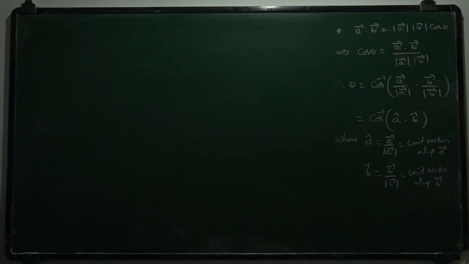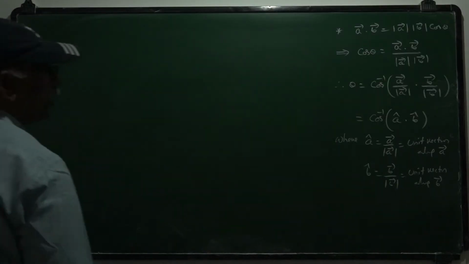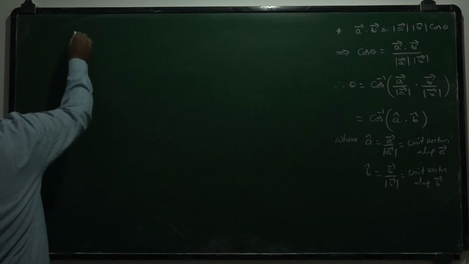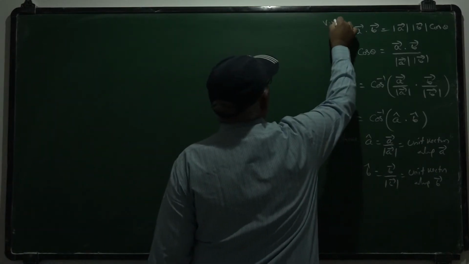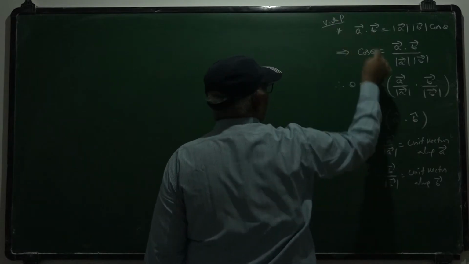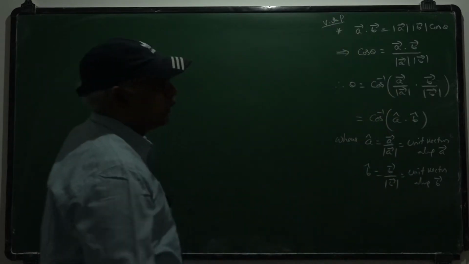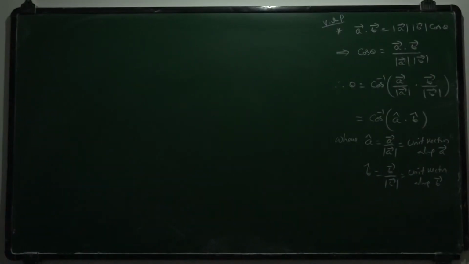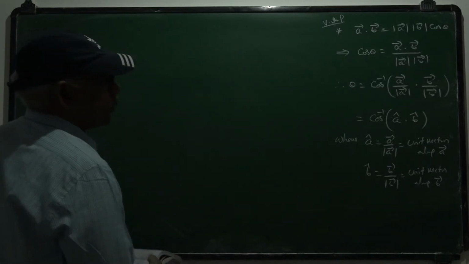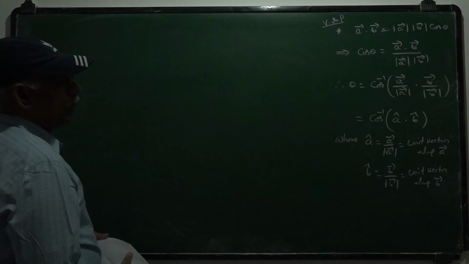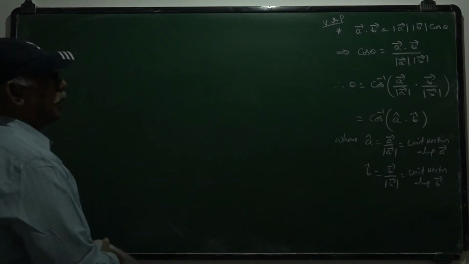Next one, that is a very important point. The angle between two vectors is obtained by theta equal to cos inverse of A cap dot B cap, where A cap is the unit vector along A bar and B cap is the unit vector along B bar.